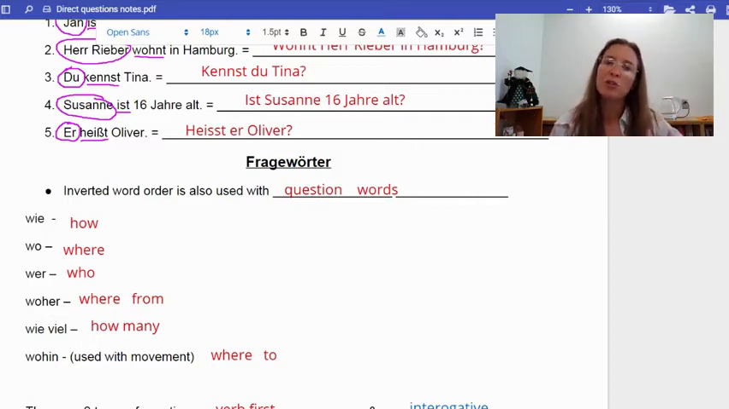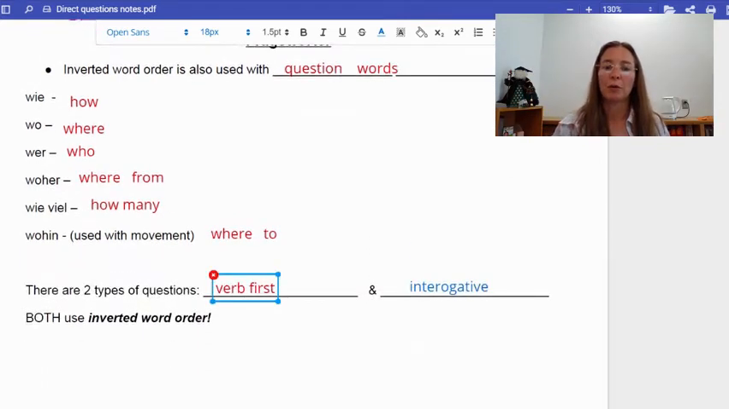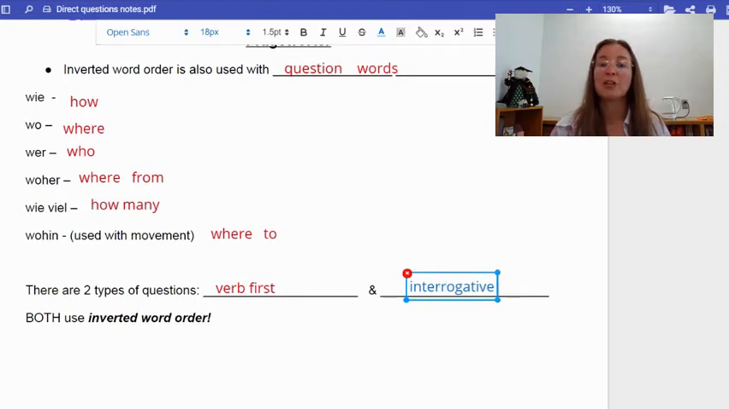Okay? With all of those question words, we also use inverted word order. We use inverted order with verb first questions, like the one we practiced at the top. Heißt er Oliver? Because heißt is a verb, it is a verb first question. And we usually get yes or no answers in response to verb first questions. Whereas with interrogative questions, we actually get information. We'll get like the age. Wie alt bist du? 16. Or if I say, wo wohnst du? In York. We get information as opposed to ja oder nein, yes or no.